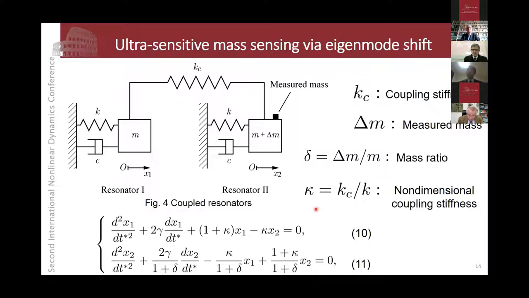Let us consider a coupled 2 degrees of freedom resonator in figure 4. This is a typical model of coupled cantilevers, where the two resonators have the same mass and the same stiffness K, and delta M is a measured mass, and the stiffness KC is a coupling stiffness. Non-dimensional equations of motion are expressed as equations 10 and 11, where delta is the mass ratio of the measured mass delta M with respect to the mass of the oscillator M, and kappa is the non-dimensional coupling stiffness, that is the ratio of the coupling stiffness with respect to the stiffness of the resonator.